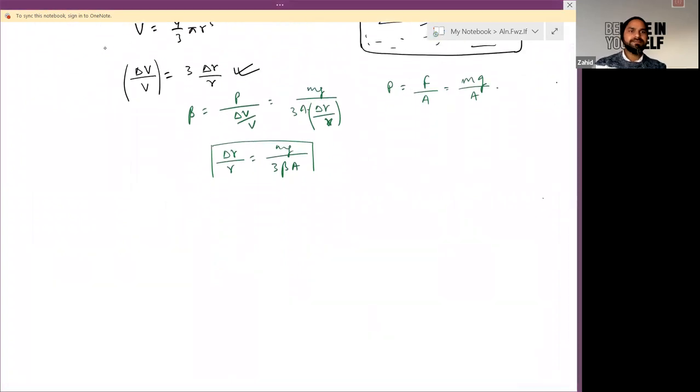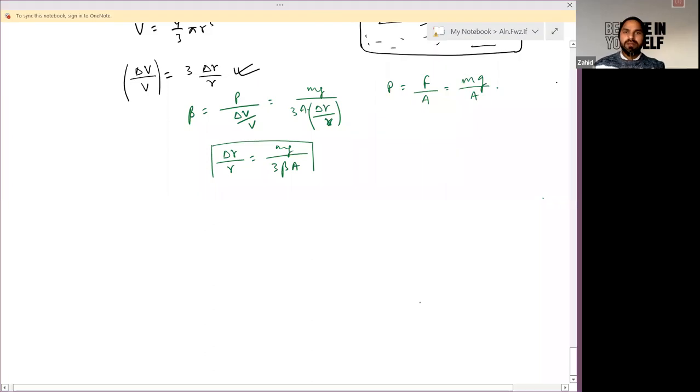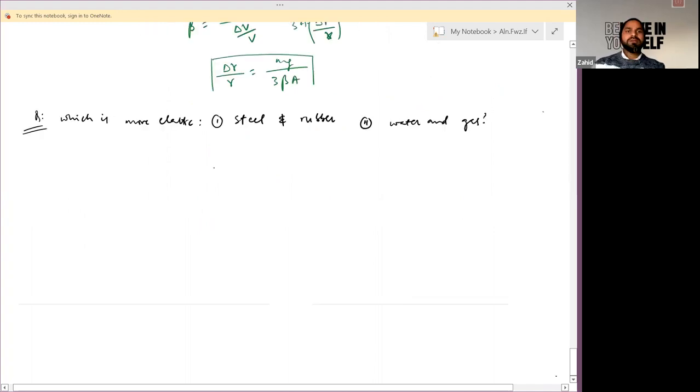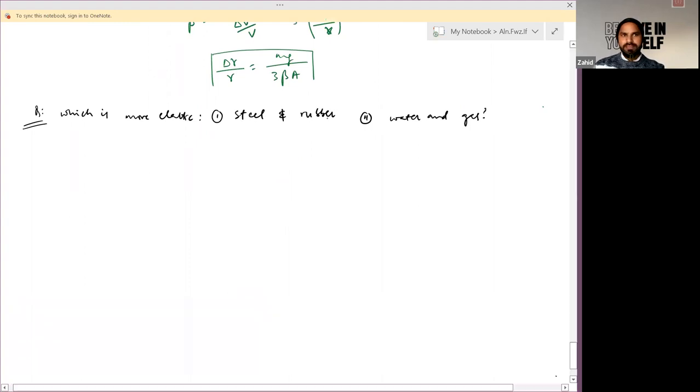Next, there will be some subjective question related to this part. You'll be asked to define which one is more elastic. Suppose rubber and steel. So you have to define it mathematically. So let me show you how you'll approach this problem. You'll be asked which is more elastic. First, steel and rubber. Second example will be water and gas. So for any pair, first, let's say for steel and rubber.